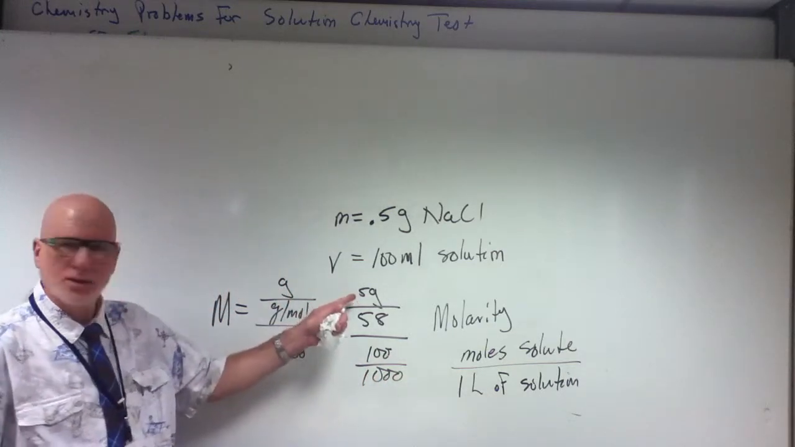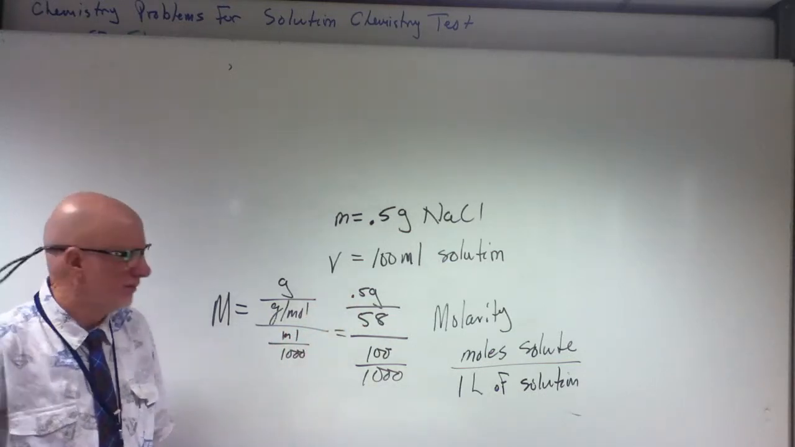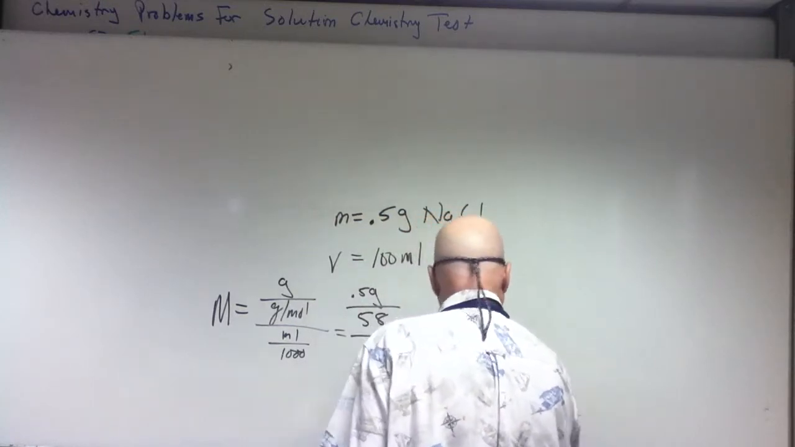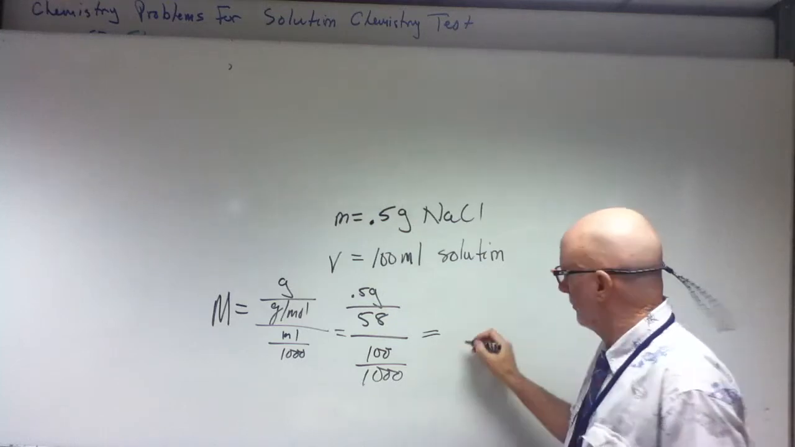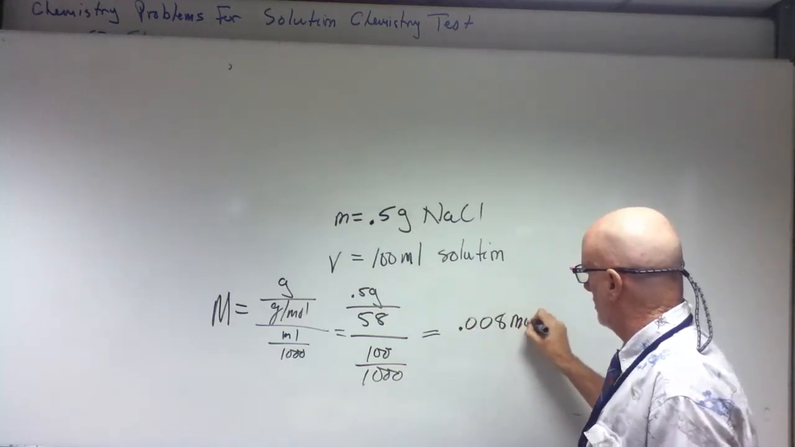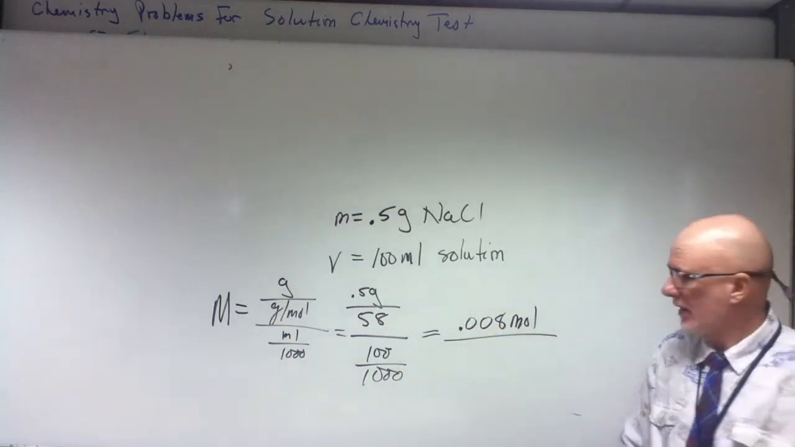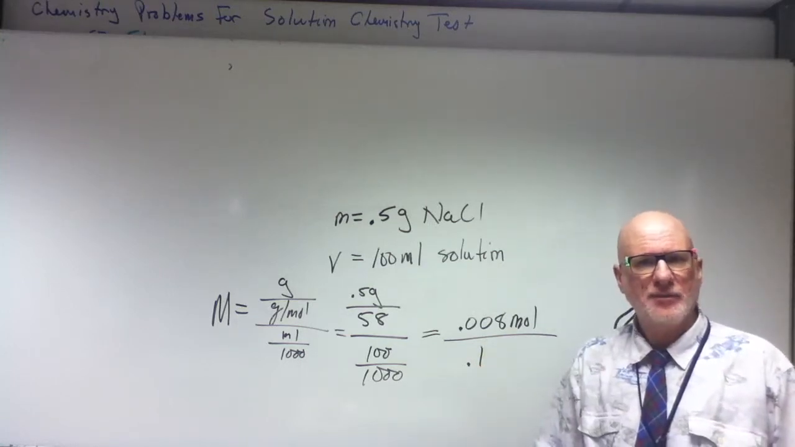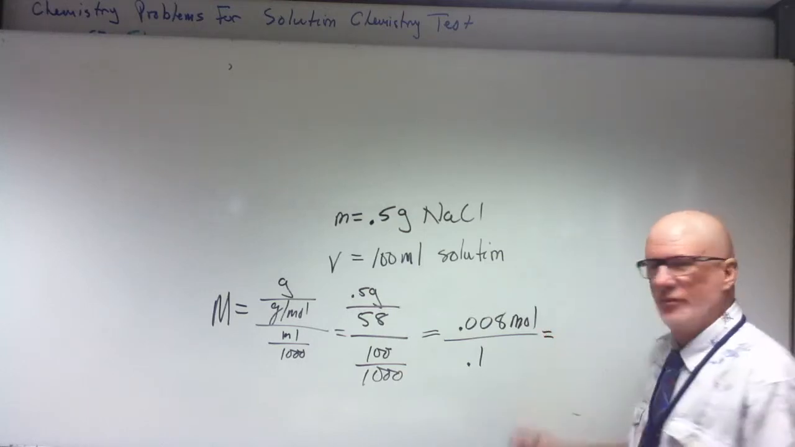So what is 0.5 divided by 58? 0.008. What's it going to be? 0.008 moles. Is that correct? Is that what you said? Okay. Divided by 0.1. What's that? Equals what? 0.09.